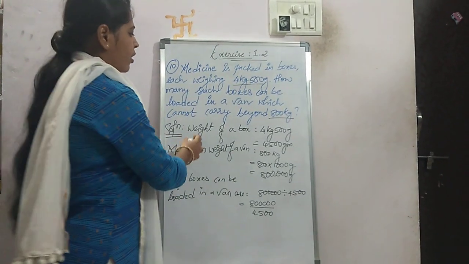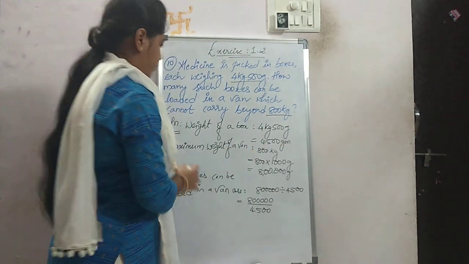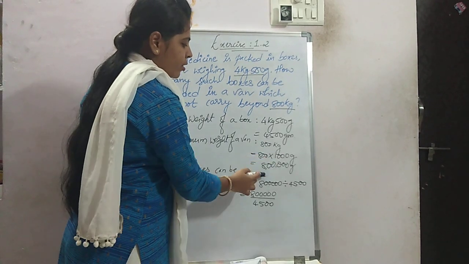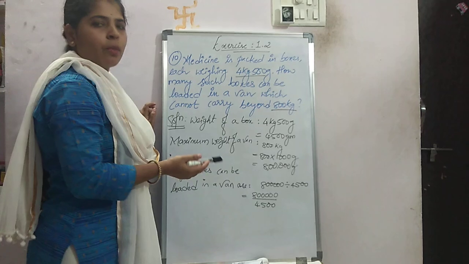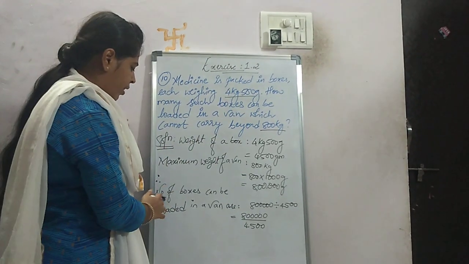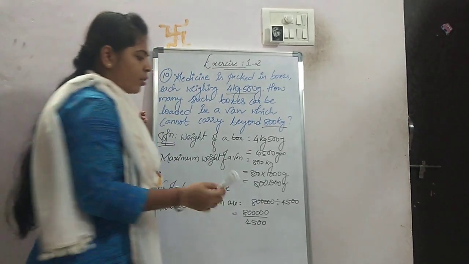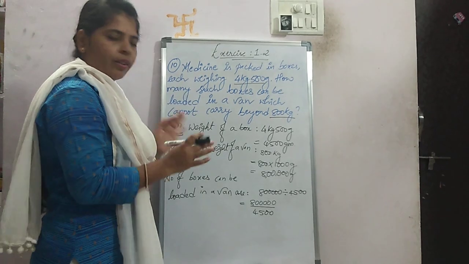Now here is the solution. Weight of a box is 4 kg 500 gram, that is 4500 gram. Maximum weight of the van is 800 kg. 800 into 1000 is 8 lakh gram. Now you have to find the total number of boxes that can be loaded in a van. So you have to divide. As I already said, for a large quantity, finding for the smaller one, you have to divide.